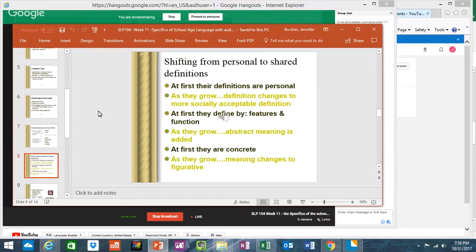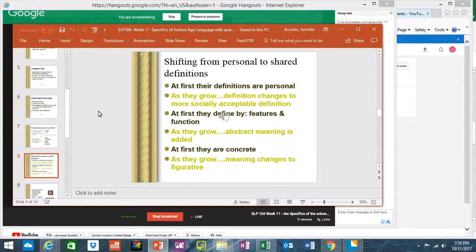Well, how does vocabulary change over time? Well, they go from very concrete to more abstract. They start off with definitions that mean something to the child and then become more broad. They may have very personal definitions of a word, and then it grows to a more mutual or group or social awareness or understanding of what the word means.